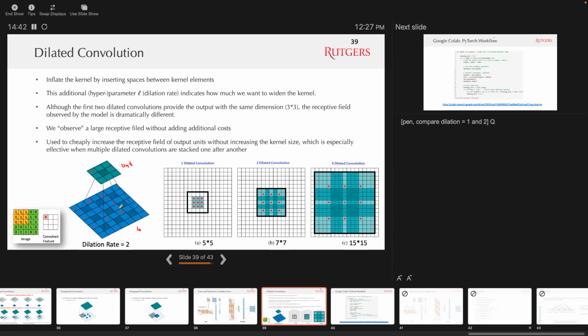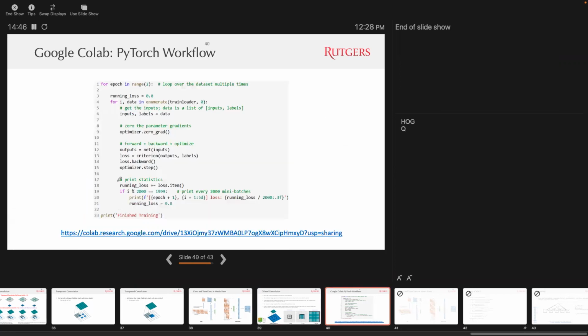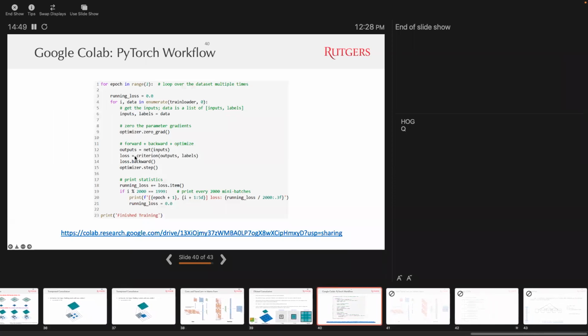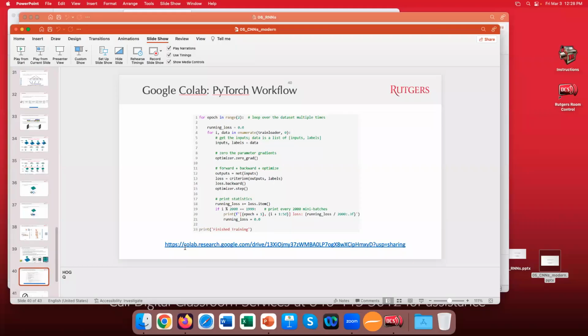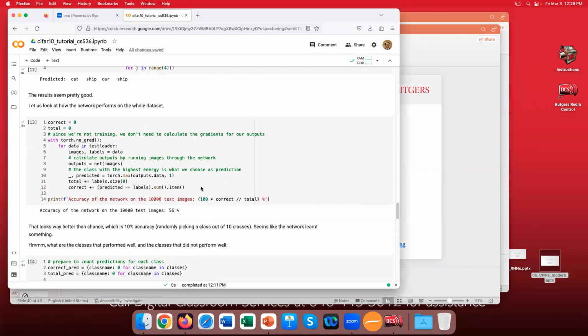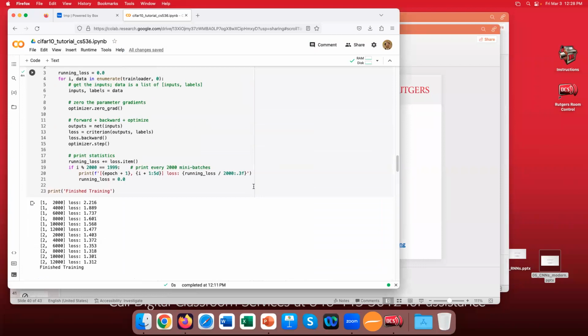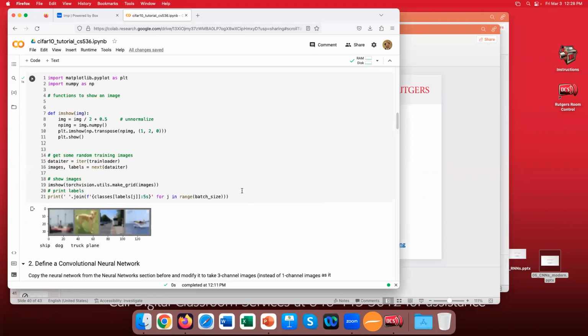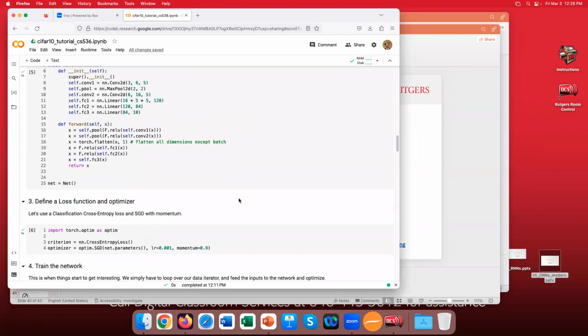Okay, so this is dilated convolution, and to end our convolutional network lecture, I would like to briefly go through a PyTorch workflow to basically build a convolutional neural network. This is also going to be related to our homework. For those of you who are already very familiar with PyTorch, this is going to be very, very easy.